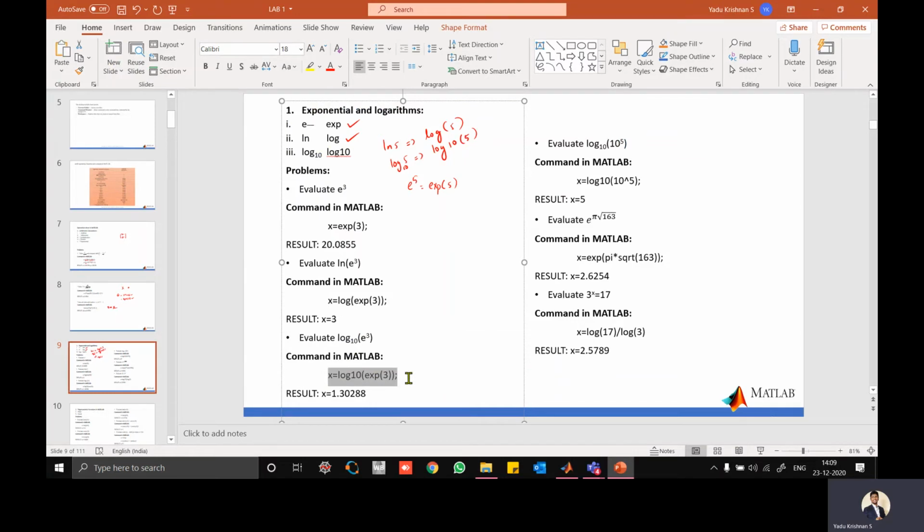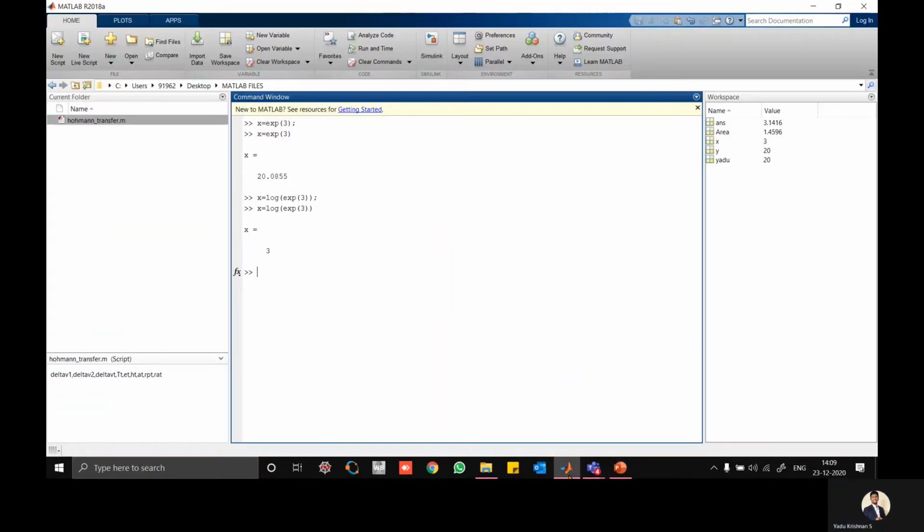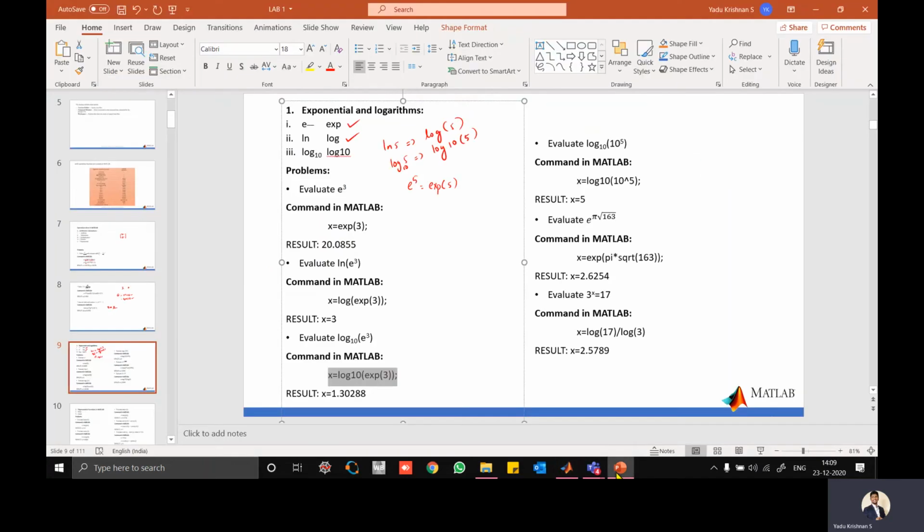So base 10 is there. Base 10 means that instead of log, you have to write log10. So let's take that. What is the answer? 1.3029. So you have to check the answers with yours and compare. If the answer is right, you can note it down in your Word document and make it ready. So don't keep it for the last moment. Try doing it, and at the same time you can copy and paste to the Word document.